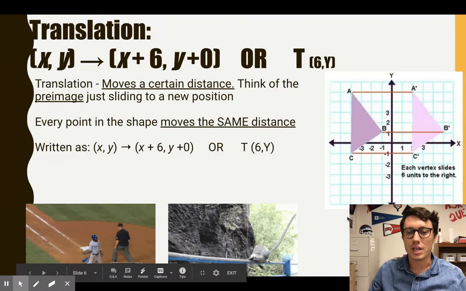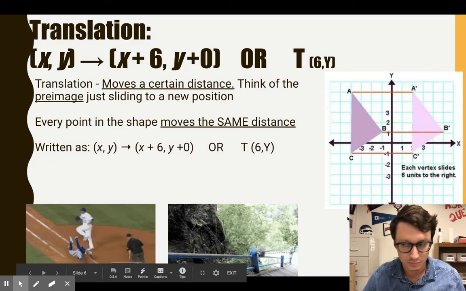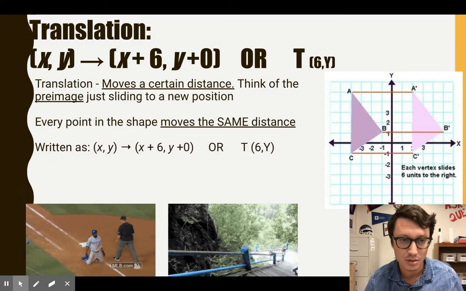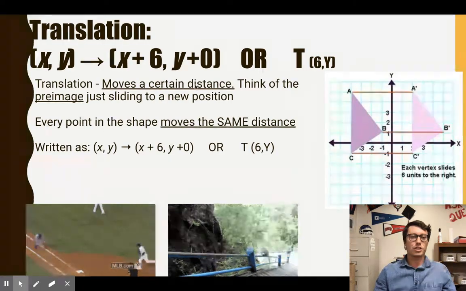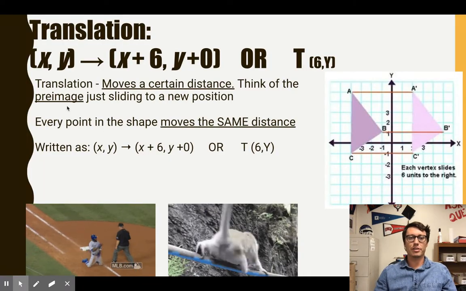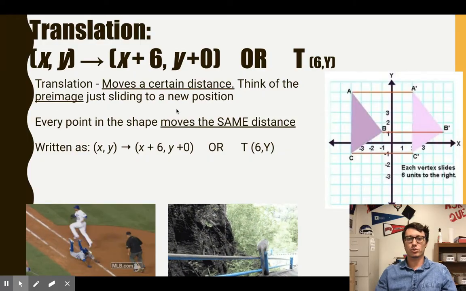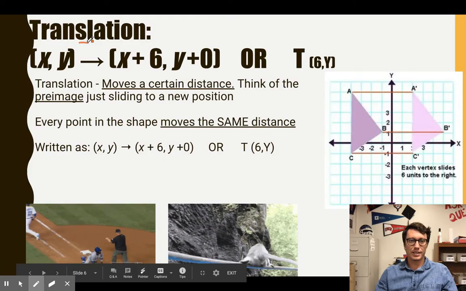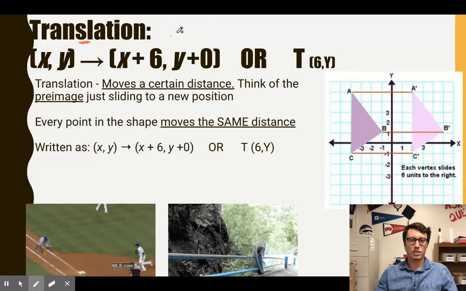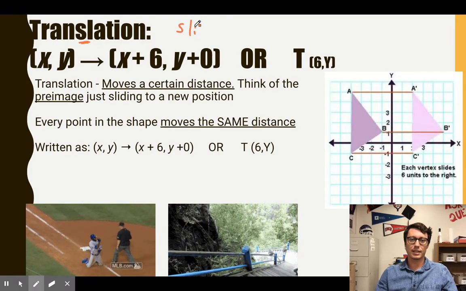The first type of transformation that you're going to learn in depth about next lesson is called a translation. A translation moves a certain distance. Think of the pre-image just sliding to a new position. I always like to think of translation: it has SL in it, and translation is like a slide.